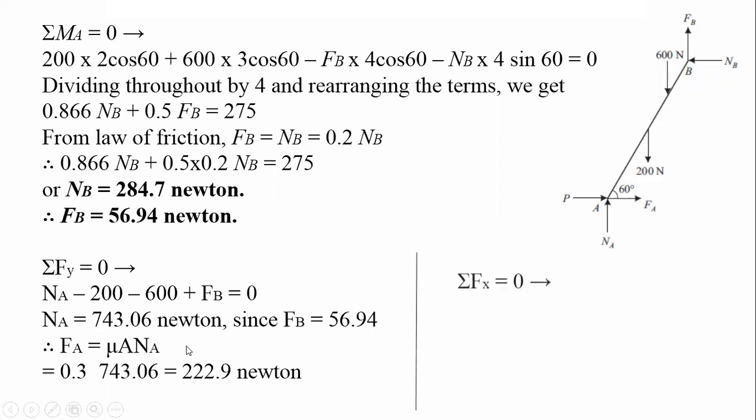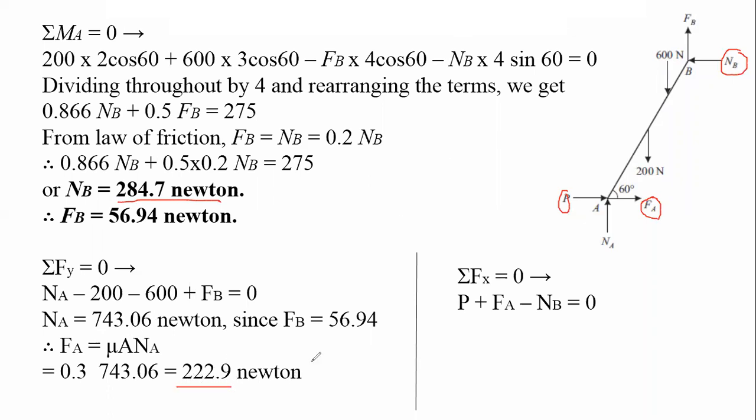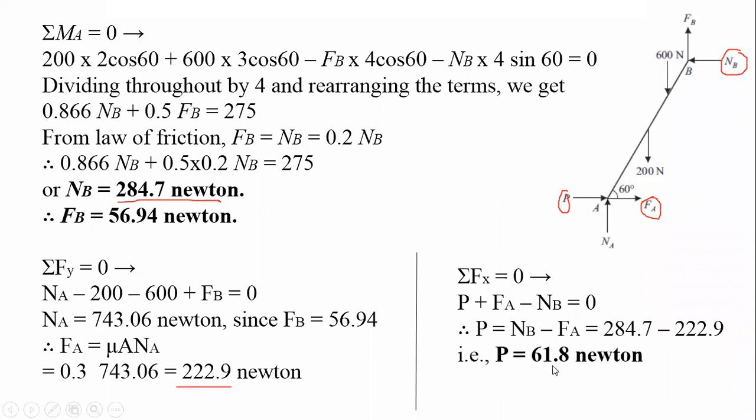Now the next is the summation of all horizontal forces. P force is going in the right side direction, that's why it is positive. Fa is going right side, that's why positive. And this Nb force is going left side, that's why negative. Nb value is how much? 284.7. Now put that value, as well as Fa value, which is 222.9. Put that value also, and you'll be getting the P force. And finally, P force is equal to 61.8 Newton.